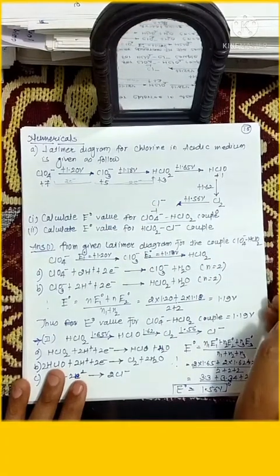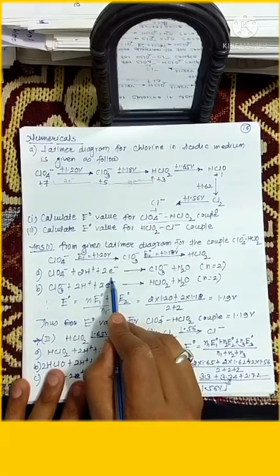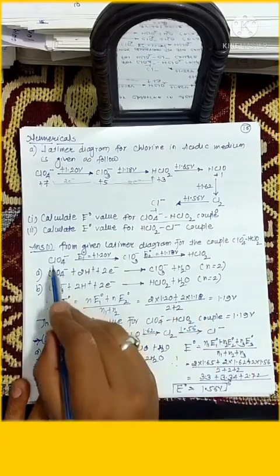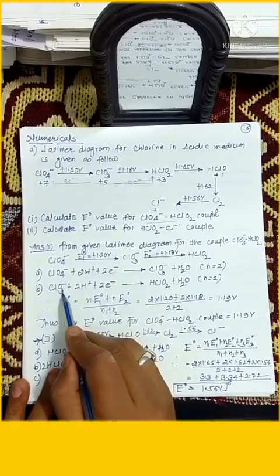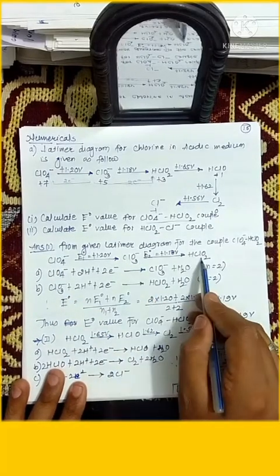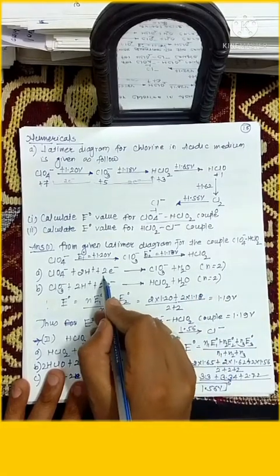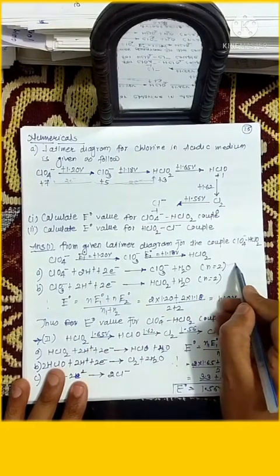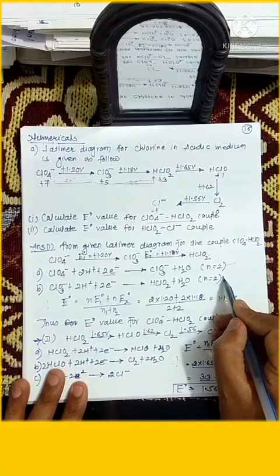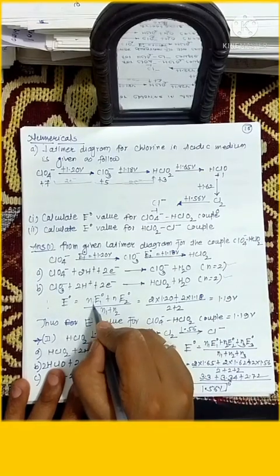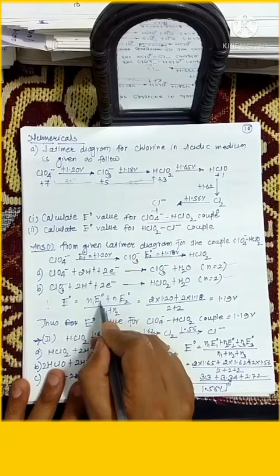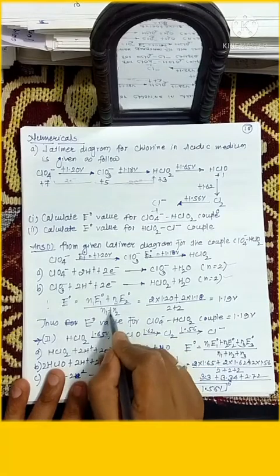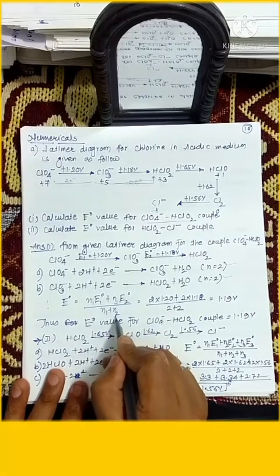So we write the reduction half cell reaction. This is the reduction half cell reaction for this to this, and it is the reduction half cell reaction from this to this. In this reaction the number of electrons is 2. In this reaction also the number of electrons is 2. So our formula is E0 is equal to N1 E10 plus N2 E20 divided by N1 plus N2.